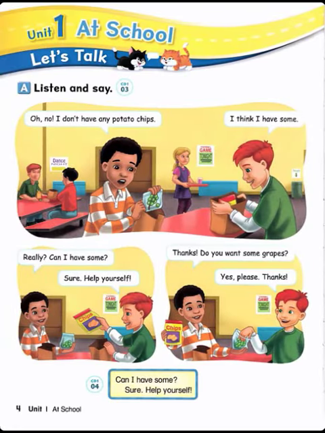Page 4. Unit 1. At school. Let's talk. A. Listen and say.